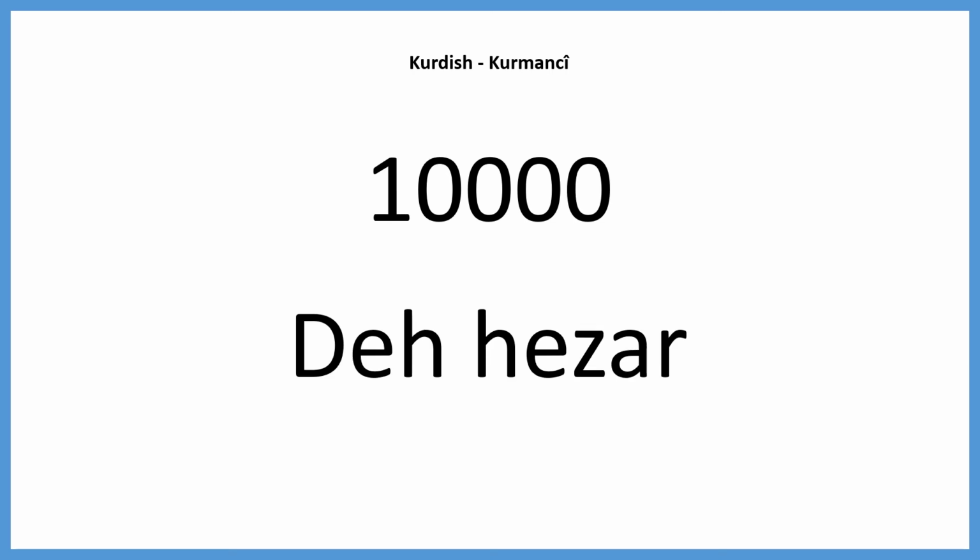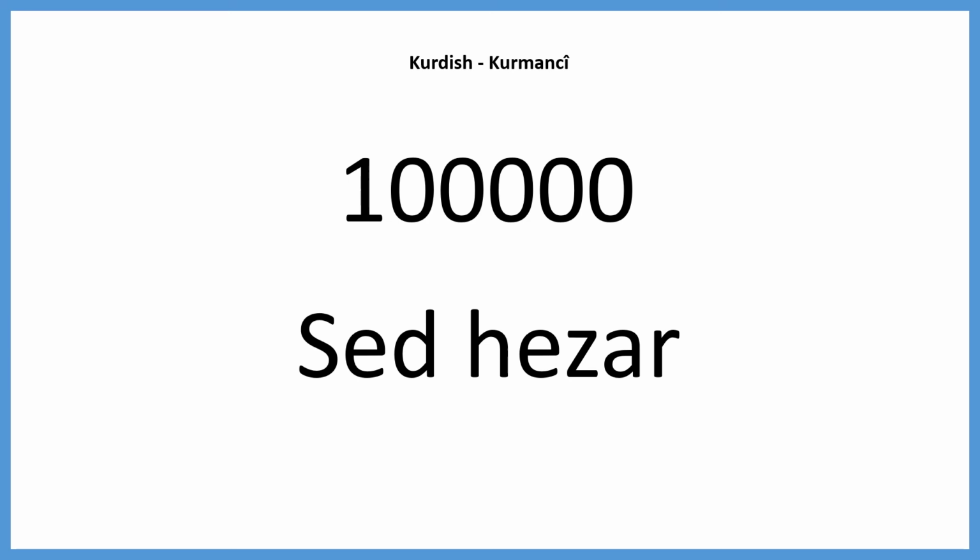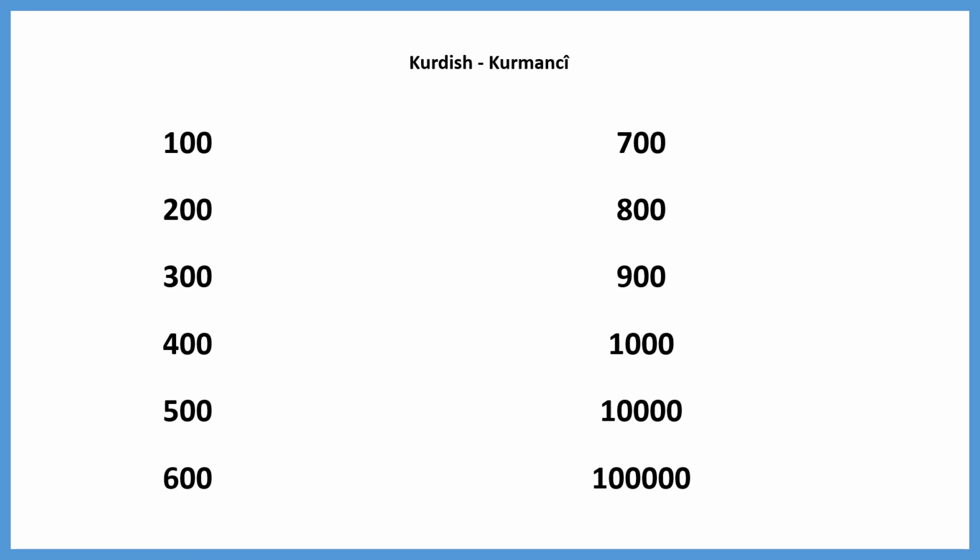The same rule that we applied for every multiple of 100 also applies for every multiple of 1000. So for example, 10,000 would be de hezar. 100,000, sed hezar. We will now review the multiples of 100 and then the multiples of 1000. Before we check our answers, you may pause the video here.